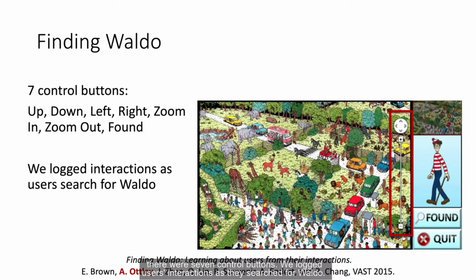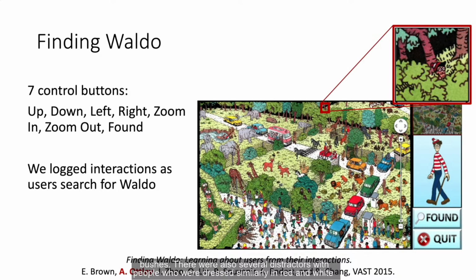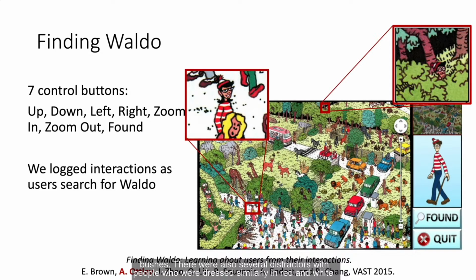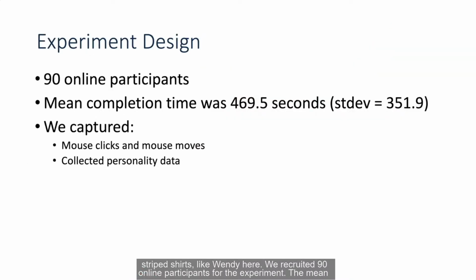We logged users' interactions as they searched for Waldo. In this particular illustration, Waldo was very difficult to find because he was hiding in the bushes. There were also several distractors for people who were dressed similarly in red and white striped shirts, like Wendy here. We recruited 90 online participants for the experiment. The mean completion time was about 7.8 minutes. The fastest 15% were able to complete the task within 2 minutes, and the slowest 15% completed the task in about 13.7 minutes. We captured mouse clicks and mouse moves and collected personality data.